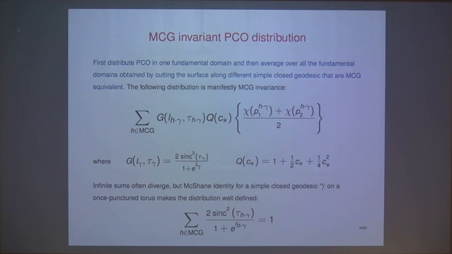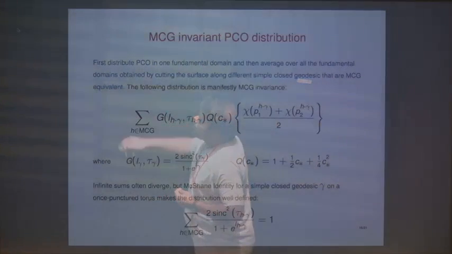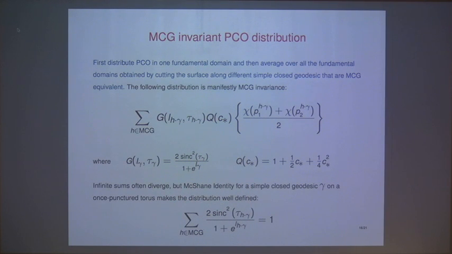So this is an infinite sum. Usually this infinite sum won't make any sense because it may not converge. But if I choose a specific weight factor, 2 sinc square of tau gamma divided by 1 plus e raised to L gamma, where sinc is the normalized sinc function, sine pi x divided by pi x, I choose this particular weight factor, and then the Q C star is 1 plus 1 by C star plus 1 by 4 C star square.